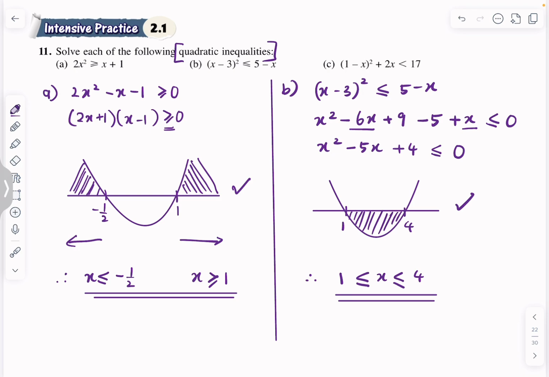Okay, we factorize. Oh, here we forgot to write the roots. So when you factorize, we get 1. So here must be negative 1. And then the other one is 4. So must be minus 4. Yeah, done. Let's look at C.